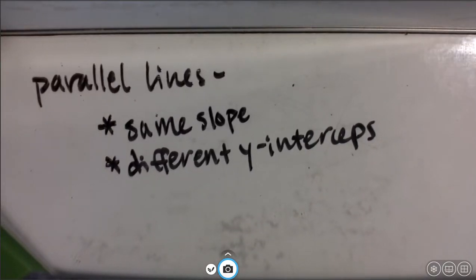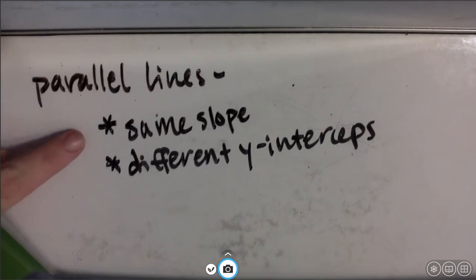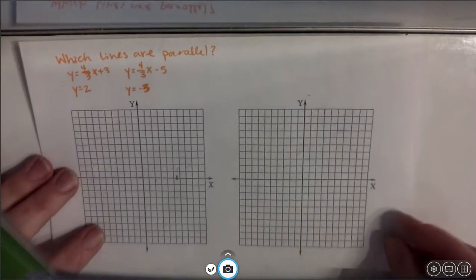We are going to talk about parallel lines. So you should have already finished the Desmos activity, which should have led you through some parallel and perpendicular line activities. And hopefully you got out of it that essentially parallel lines are lines that have the same slope but different y-intercepts. So let's look and identify and practice some parallel lines.